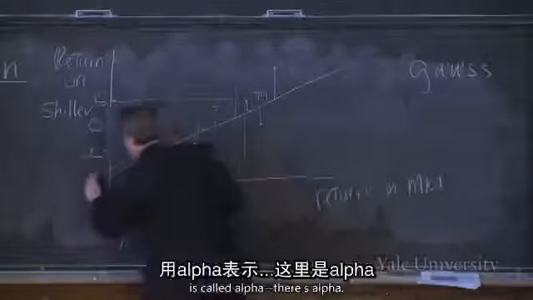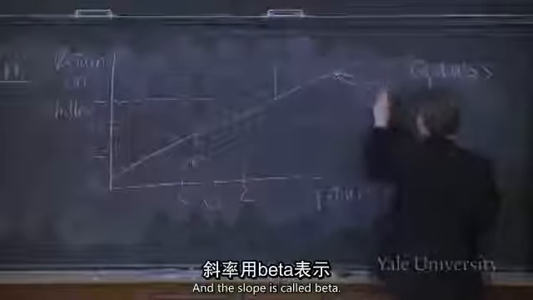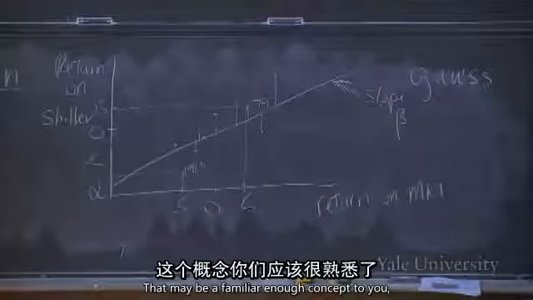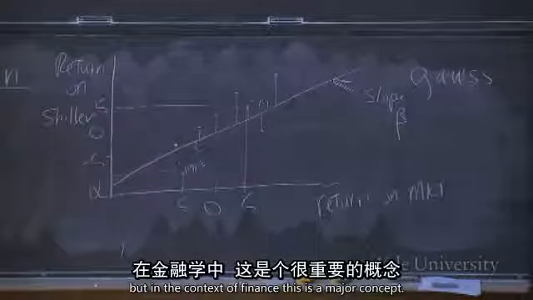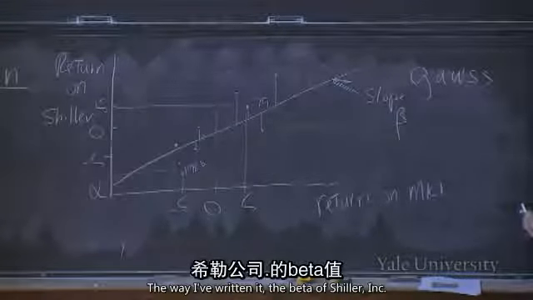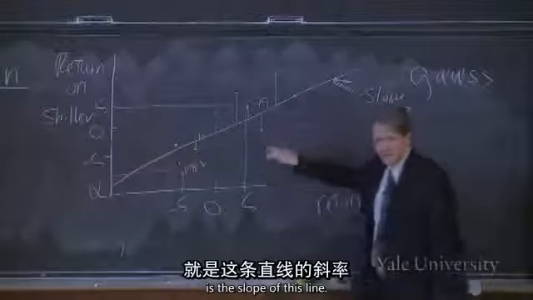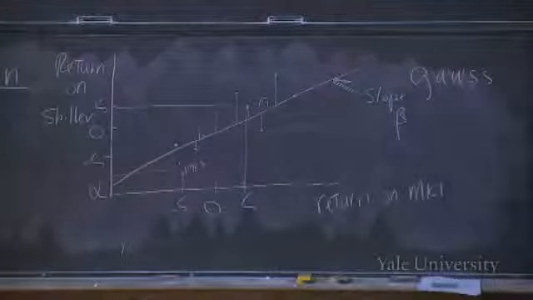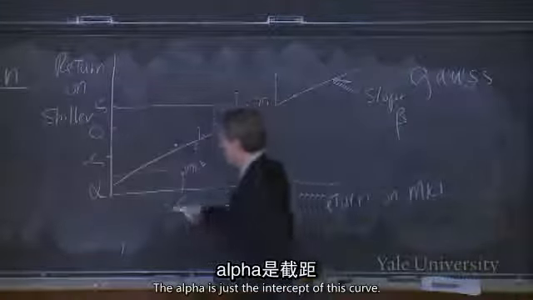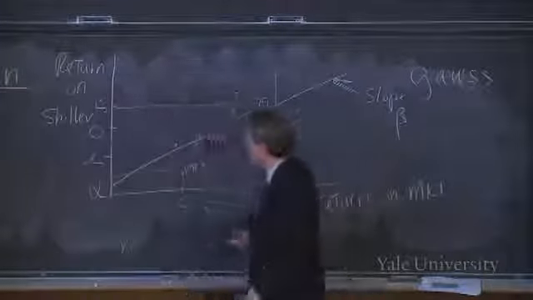And the intercept is called alpha. There's alpha. And the slope is called beta. Okay, so that's maybe a familiar enough concept to you. But in the context of finance, this is a major concept. The way I've written it, the beta of Schiller Corporation is the slope of this line. The alpha is just the intercept of this curve.